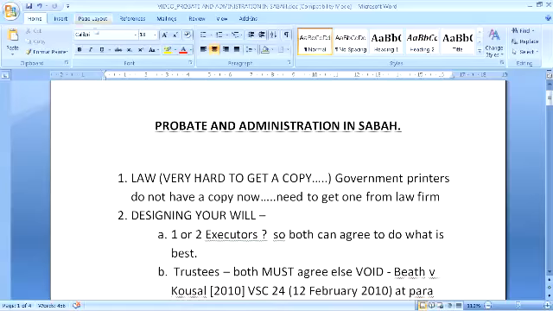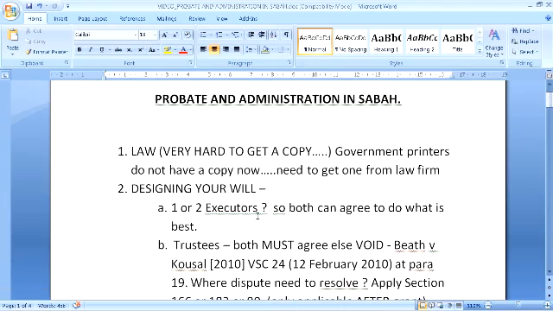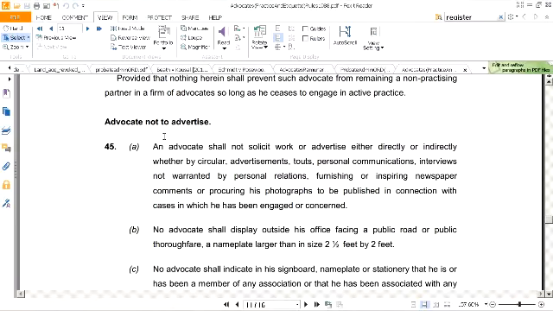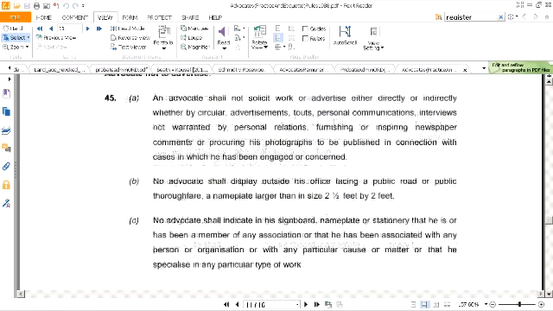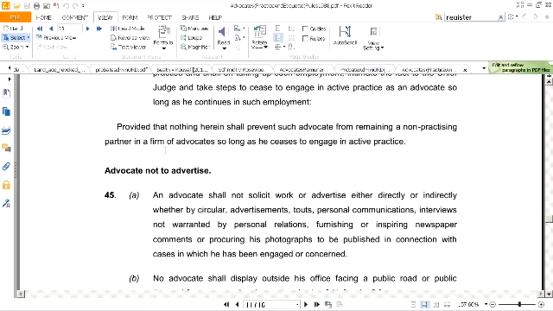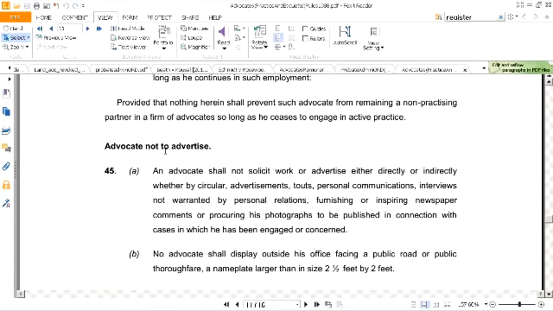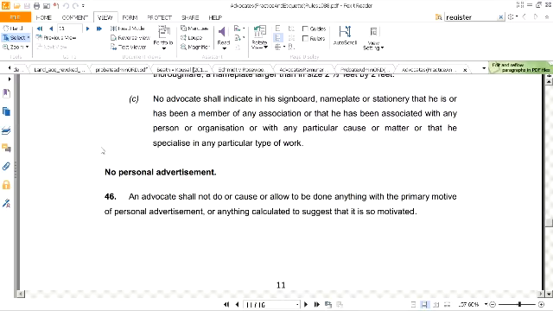Welcome to Sabah Law. I'm an advocate practicing in Sabah, and today I'm going to talk about probate administration in Sabah. It's important because our probate administration structure is slightly different to West Malaysia and Sarawak, based on very old laws that we have inherited from the British. I can't tell you my name because there's no personal advertisement.